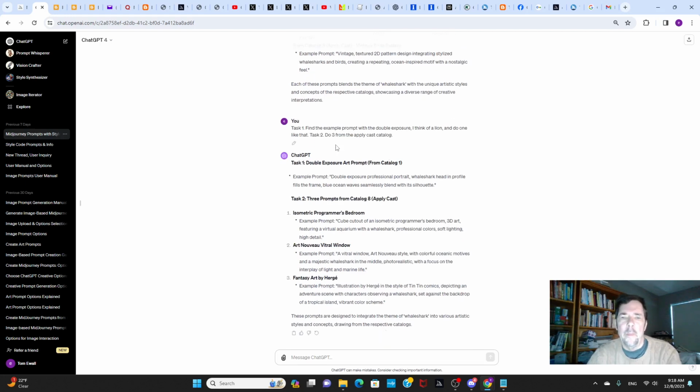And then here I said there was an example prompt that had a double exposure, I think of a lion. Do one like that. So this is kind of a cool thing working with ChatGPT that I remember it has one like that somewhere, but I don't have to go and find it because it remembers everything. So it found it. It was in catalog 1, the double exposure art prompt. So it made a prompt and it did it correctly. And these can make really cool images. It didn't exactly work in this case, although I thought the image was kind of interesting.